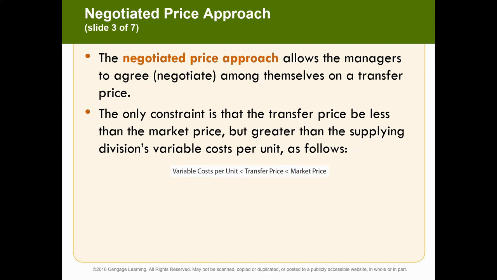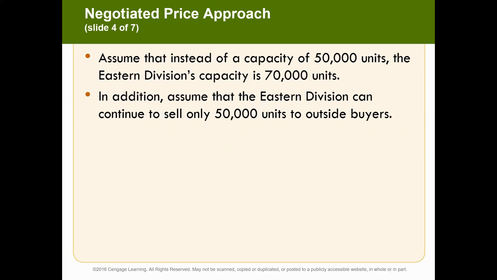The negotiated price approach allows managers to agree among themselves on a transfer price. The only constraint is that the transfer price must be less than the market price, but greater than the supplying division's cost. So basically the negotiated price is typically going to be close to the variable cost per unit, which is less than the transfer price and is also less than the market price. So let's assume that instead of a capacity of 50,000 units, the company can produce 70,000 units in its Eastern Division. In addition, let's assume that the Eastern Division can continue to sell only 50,000 units. That, of course, gives us a difference of 20,000 units.